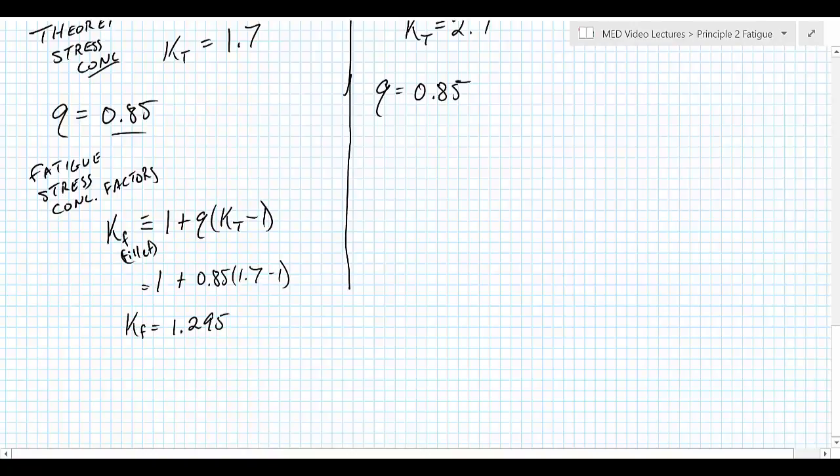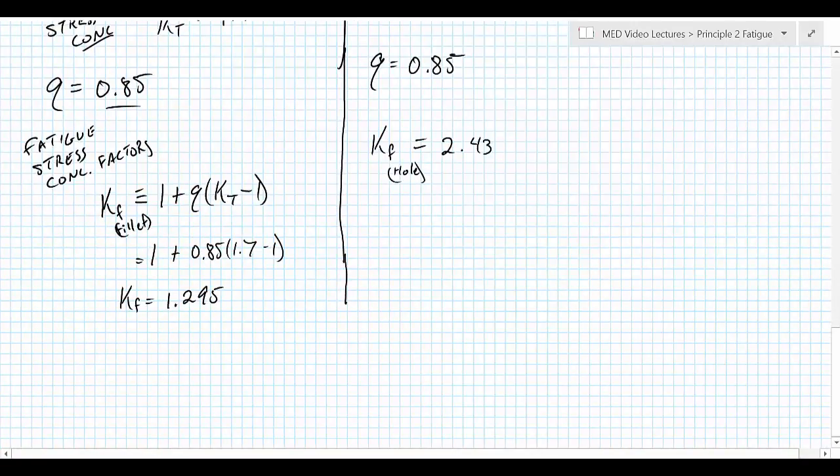Which is more digits than we need for right now, but we'll come back and clean that up later. We'll do the same process for the notch, for the hole. This is Kf for the hole. And doing that same process with the different Kt value gets you a very similar stress concentration, but obviously a little bit higher, so 2.43. And again, these are factors, so they do not have units.